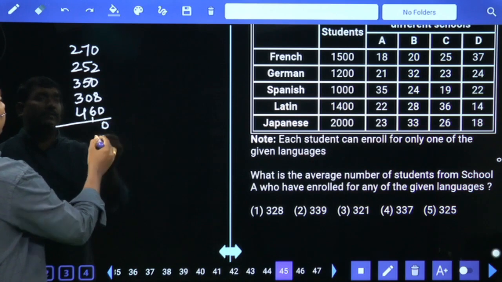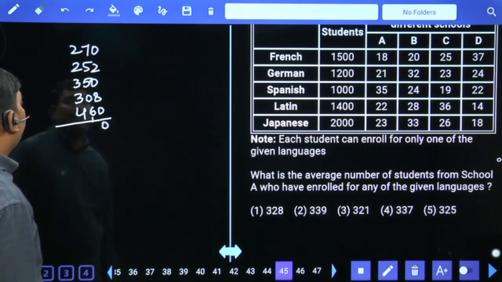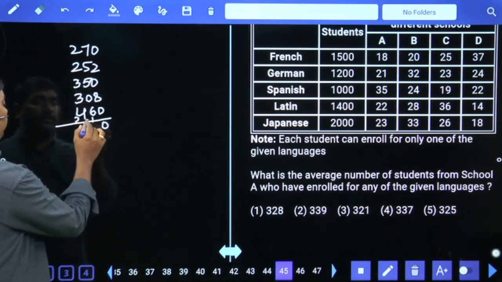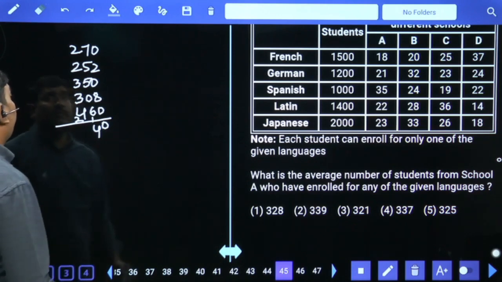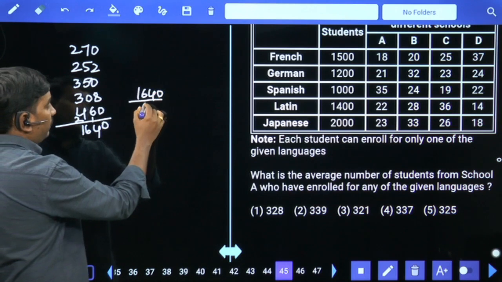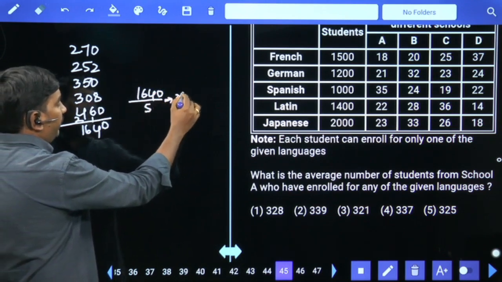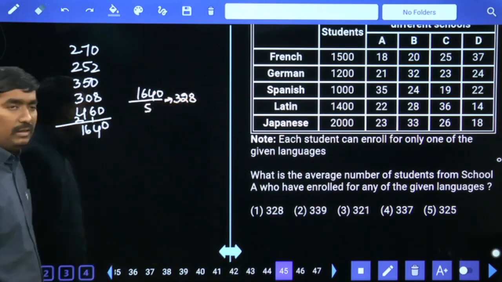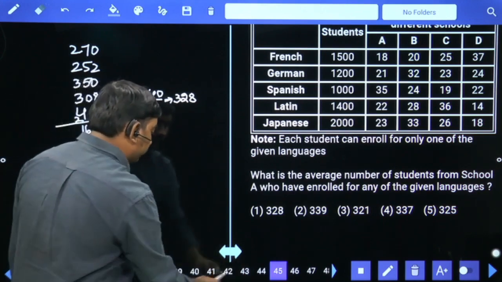8 plus 2, 10. 5 plus 5, 10, 16, 17, 24, 6, 9, 12, 14, 16. 1640. Average means 5 languages here. 5 3s are 15, 5 2s are 10, 5 8s are. 328 is your answer.